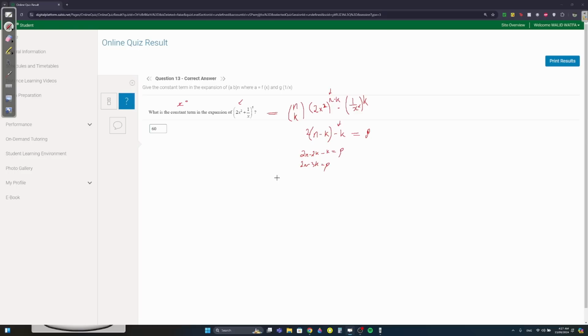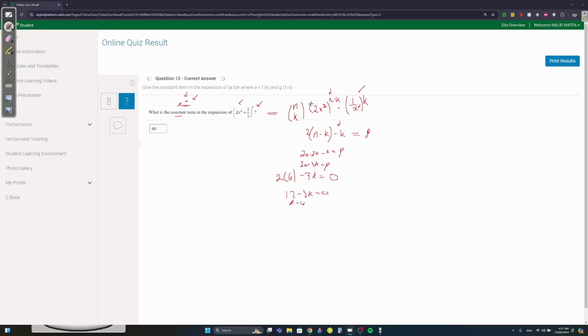Okay, n is 6, so 2 times 6 minus 3k equals p. What's p? The final power which they want is a constant, so that means 0, right? Okay, so 12 minus 3k equals 0. You get k equals 4. Okay? Now we know k equals 4. Can't we just substitute? Yes, we can.